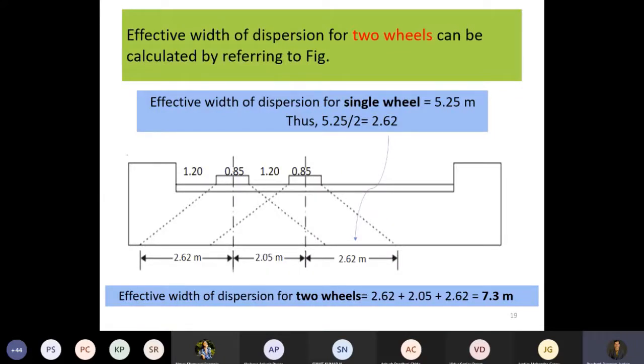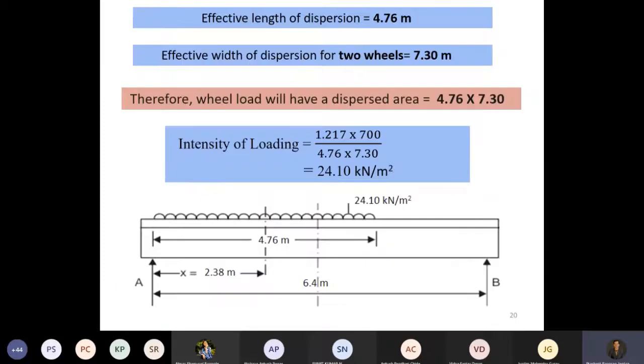And again, we have to calculate for two tracks or two wheels. So effective width of dispersion for two wheels: for one wheel, it is 5.25 divided by 2, it is 2.62. So 2.62 on either side. In between that, there will be a 2.05 meter distance. So this is the effective width of dispersion for two wheels. That becomes 2.62 plus 2.05 plus 2.62. It becomes 7.3 meters.